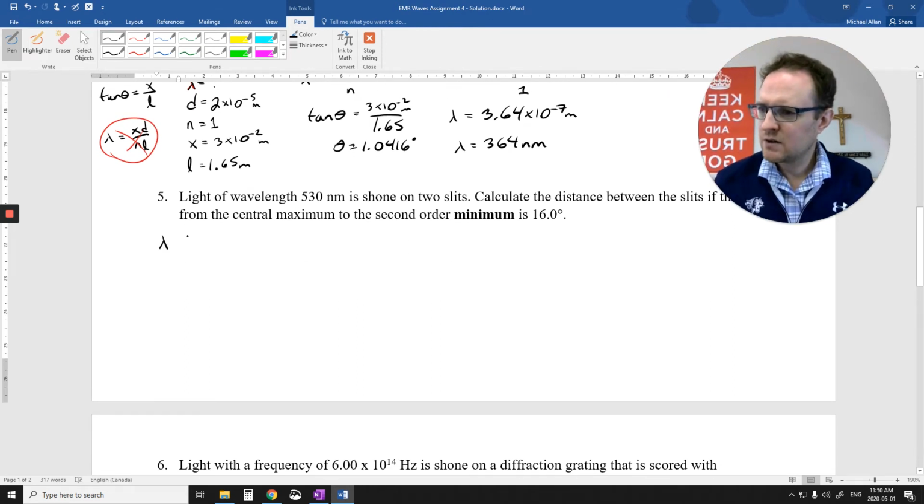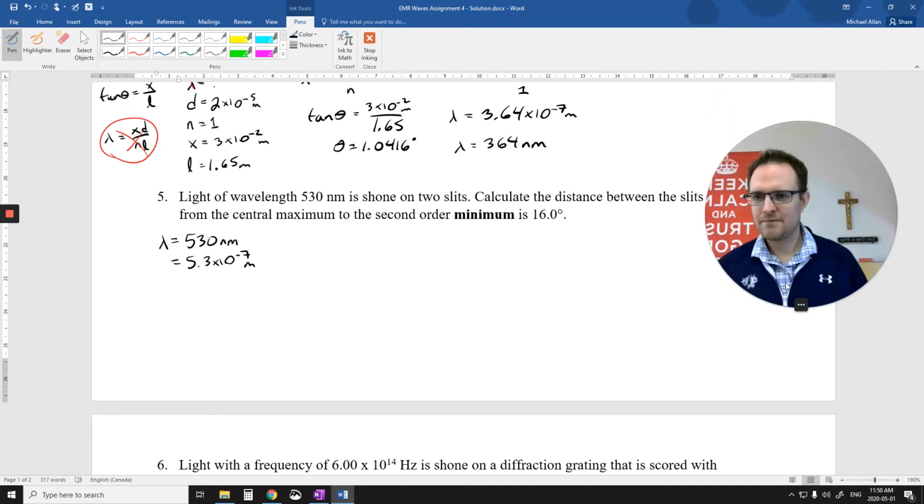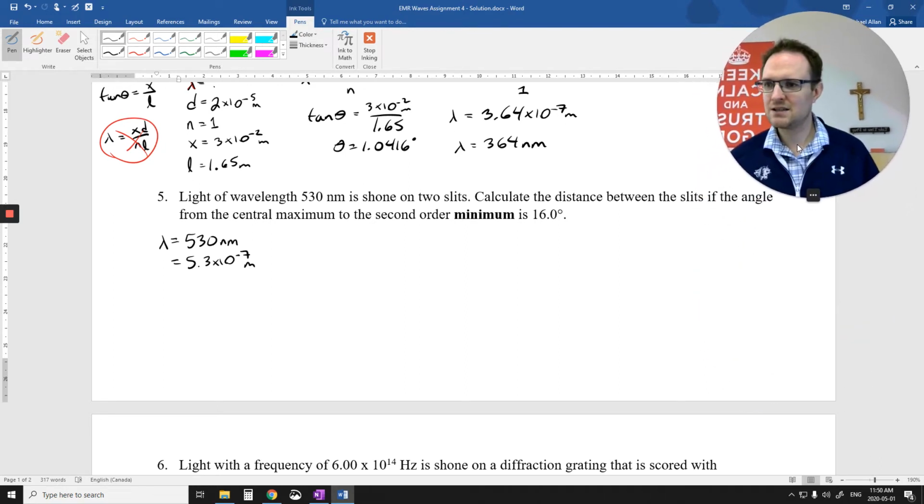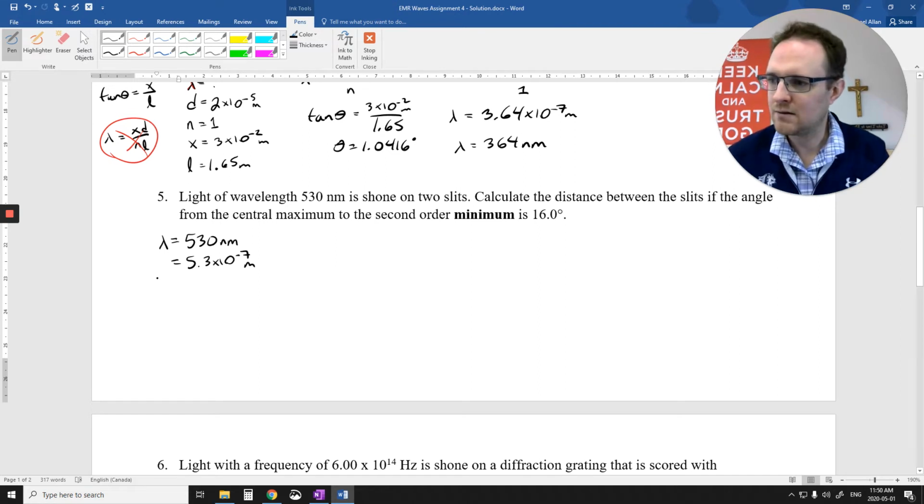So here we know the wavelength of this light. This is lambda here, so 530 nanometers. I'm going to just change that to meters. Calculate the distance between the slits, if the angle between the central maximum and the second order minimum is 16 degrees.